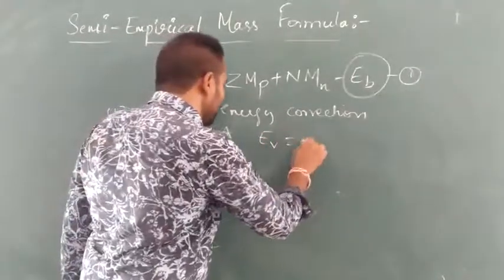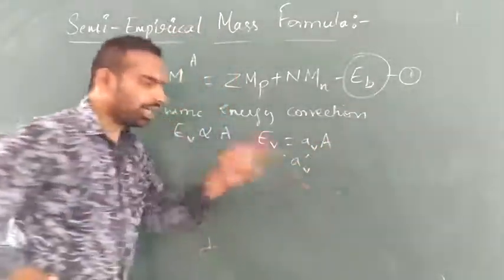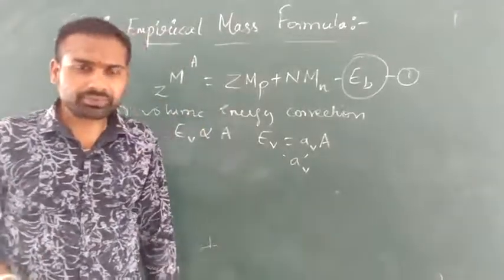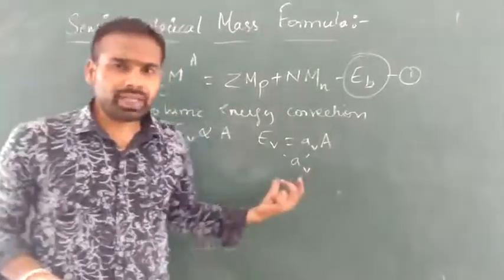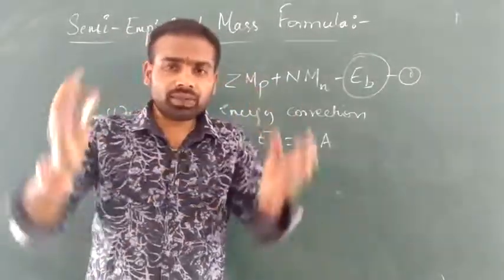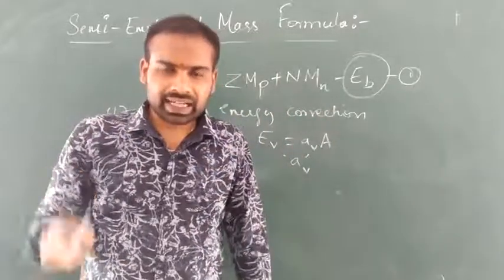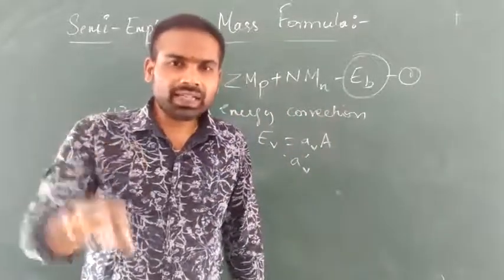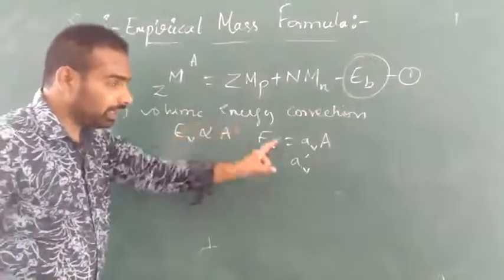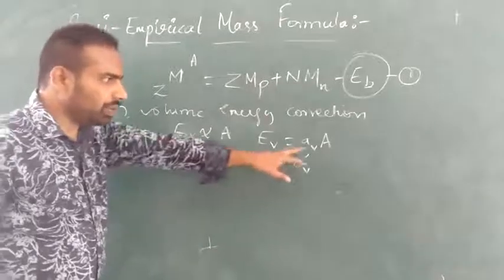EB is equal to aV times A, where aV is the proportionality constant. So what does it mean? As the volume, nothing but the number of protons and neutrons, the nucleons, increases, its binding energy increases. That is the volume energy term. It will be a positive value; it will contribute a positive value to the binding energy. So EB is equal to aV A.